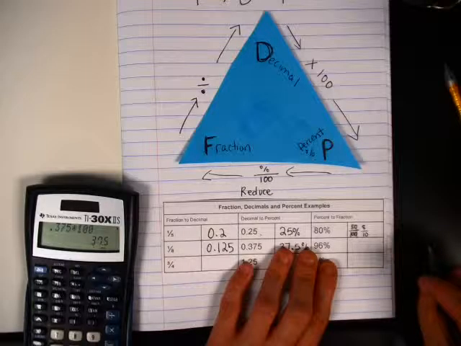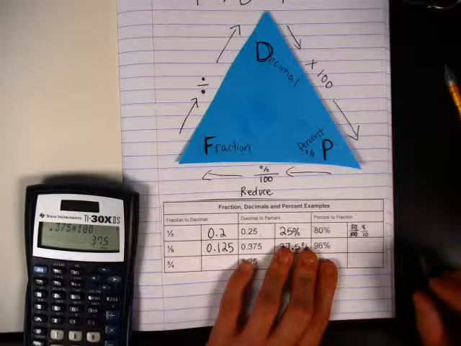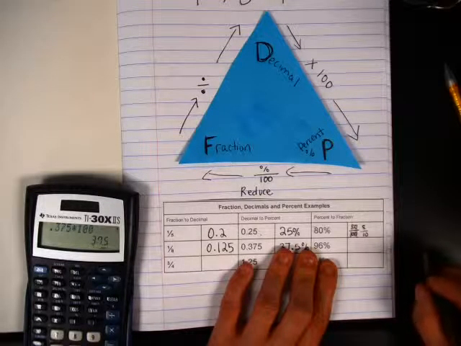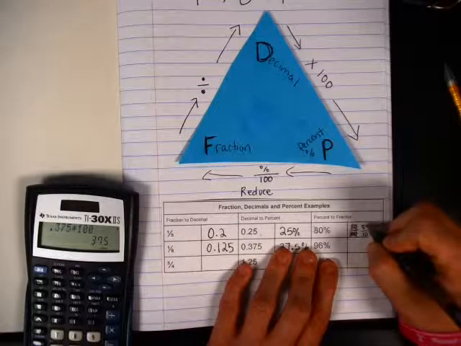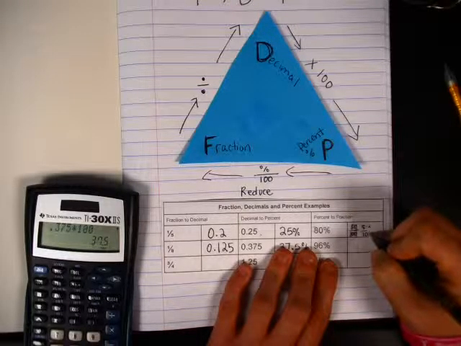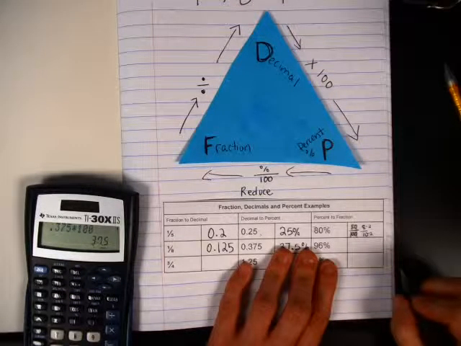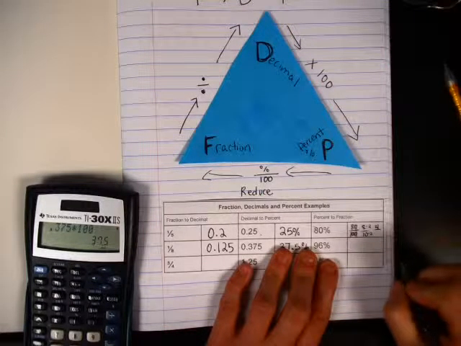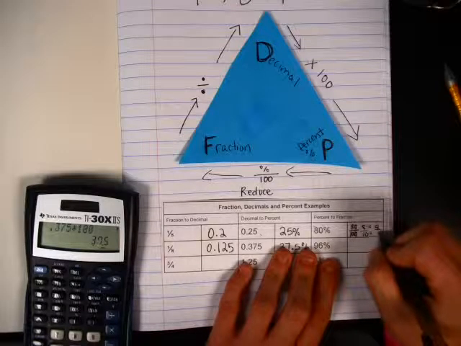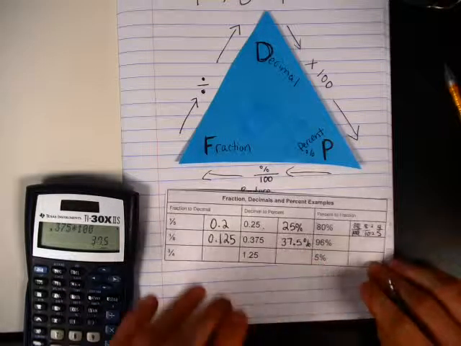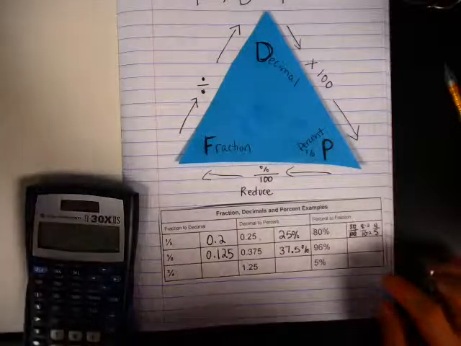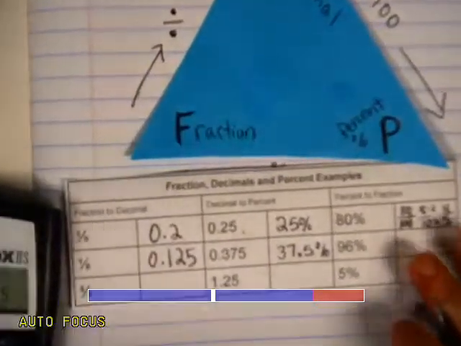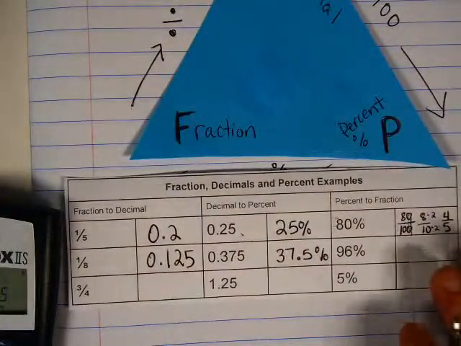Now, what two numbers can go into 8 and 10? Well, if you said 2, you are correct. You're going to simplify by dividing 2 on top and bottom. 8 divided by 2 is 4. 10 divided by 2 is 5. Let me zoom in a little bit so you can see a little bit closer what I have done.